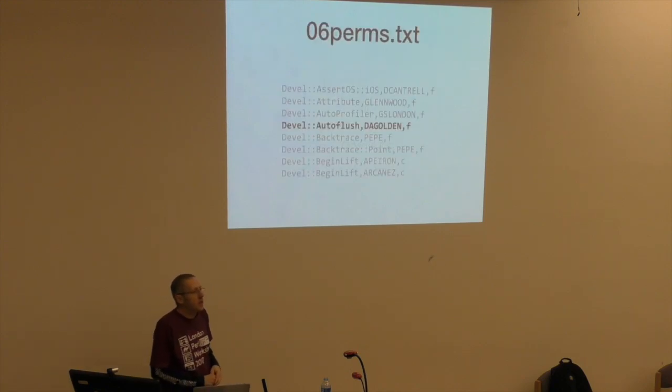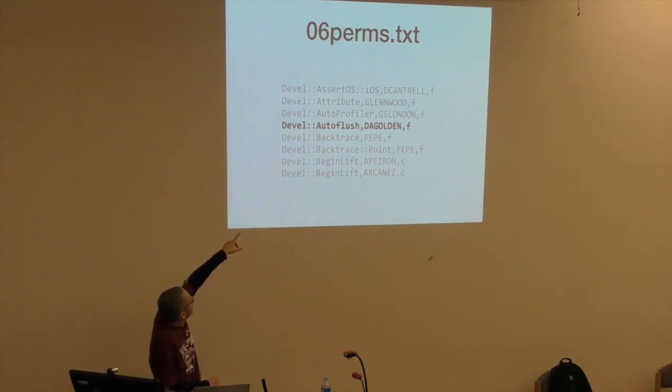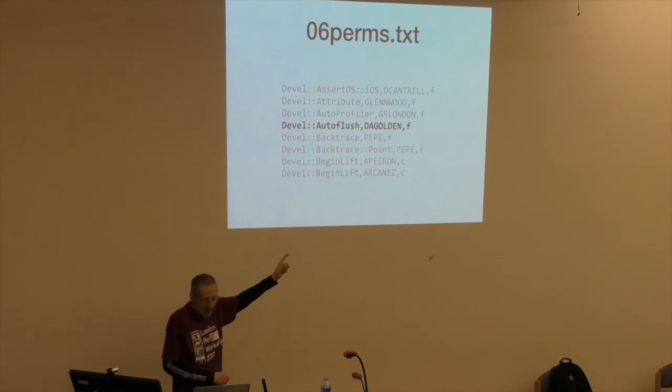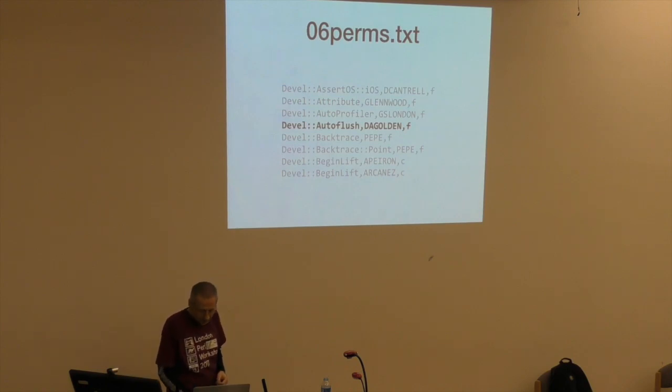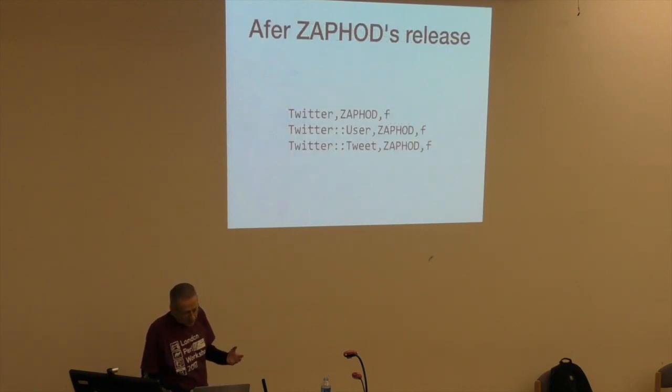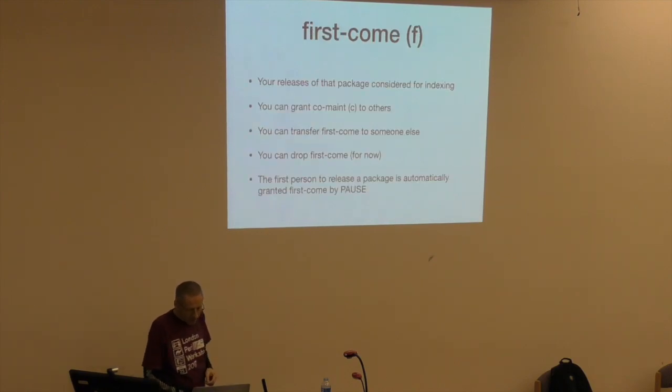It's a CSV. So that previous example we saw, David Golden, if he releases Devel::Autoflush, then it will be indexed. And the F there says that he was the first person to release it. So he's essentially the owner of that namespace. So after Zaphod does his release, assuming no one else has done a Twitter module, of course, he will end up with first-come permissions on those 3 packages. So remember, it's packages, not modules, that get indexed.